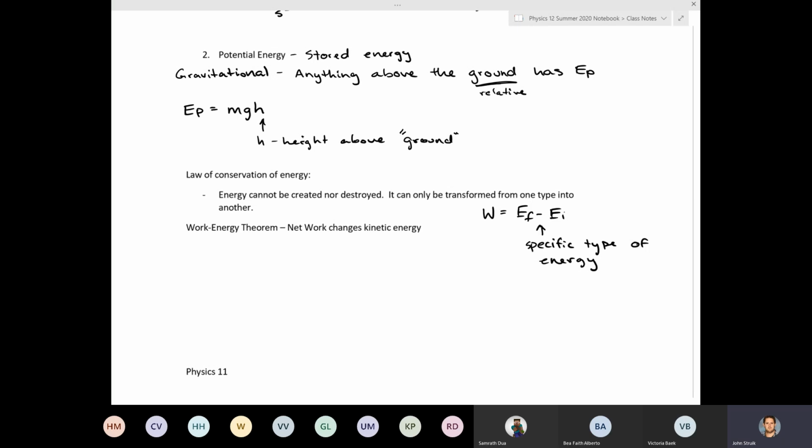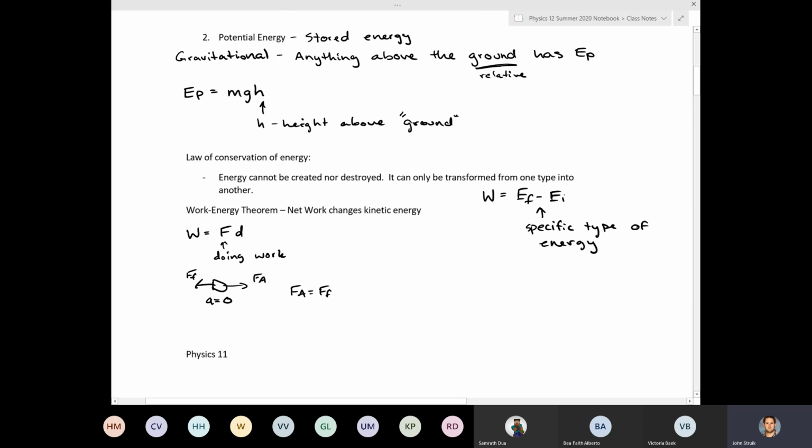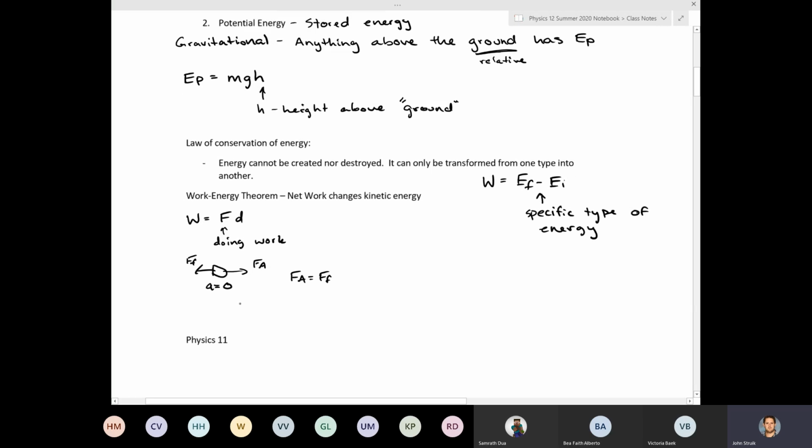Work energy theorem. So we have this equation where work equals force times distance, and this is the force that's doing the work. Well, that's just one force. If you imagine a free body diagram of something moving along the ground with an FA and an FF, and let's say V is constant, so A is 0. Then FA equals FF, because it's balanced. There's no net force, so my F net would be 0.